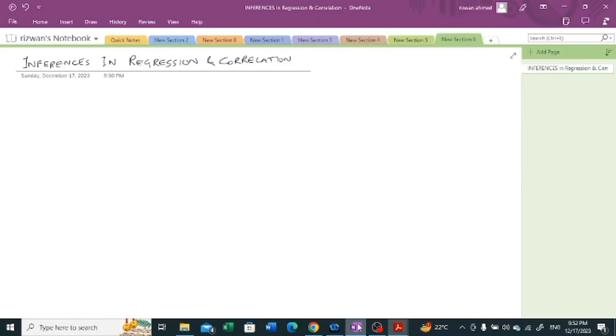Hello students, in this session we'll talk about inferences in regression and correlation. Regression and correlation is the technique through which we establish a mathematical relationship between two or more than two variables. If we are connecting two variables with each other, one we call independent, another we call dependent variable, or one we call predictor, another we call response. Then we call it simple linear regression model.